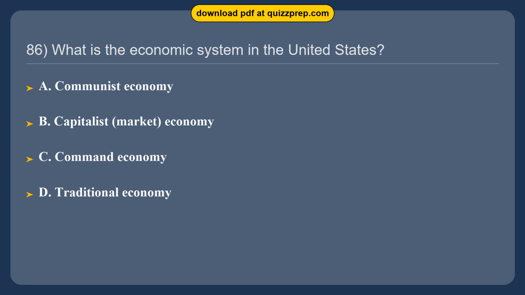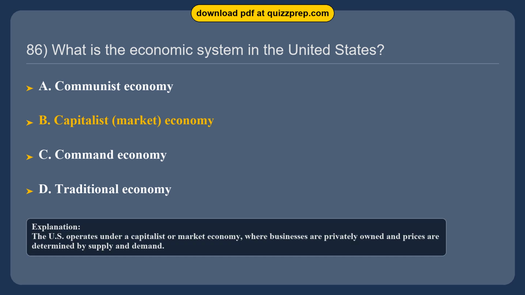Question 86. What is the economic system in the United States? Option A, communist economy. Option B, capitalist, market economy. Option C, command economy. Option D, traditional economy. The correct answer is option B, capitalist, market economy. The U.S. operates under a capitalist or market economy, where businesses are privately owned and prices are determined by supply and demand.